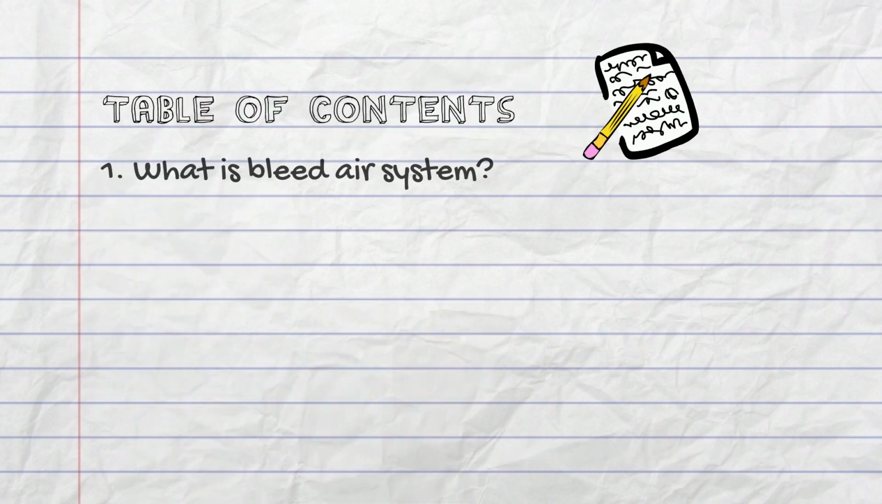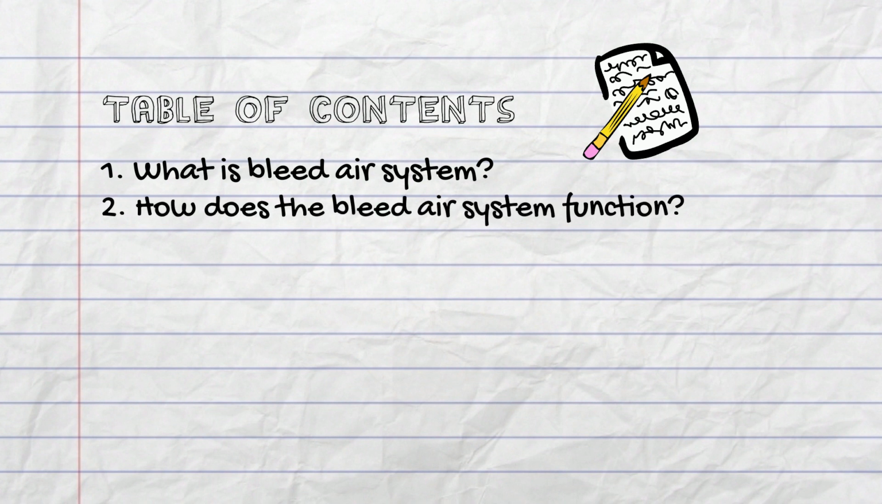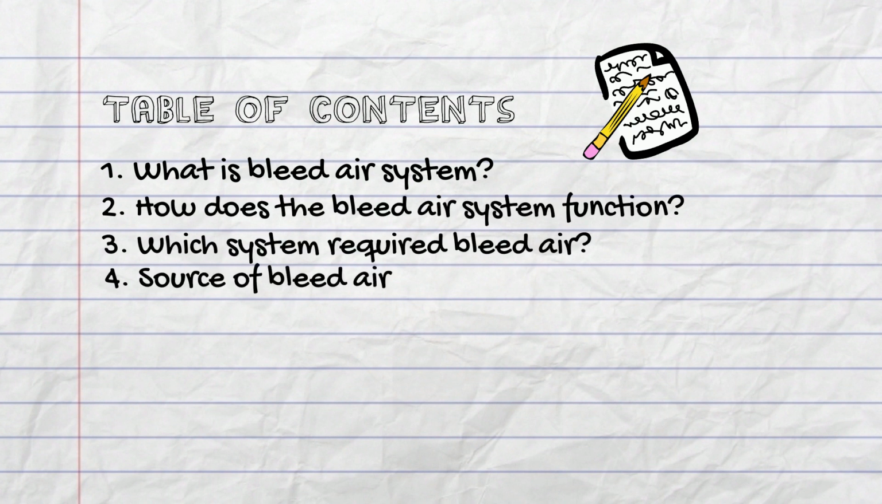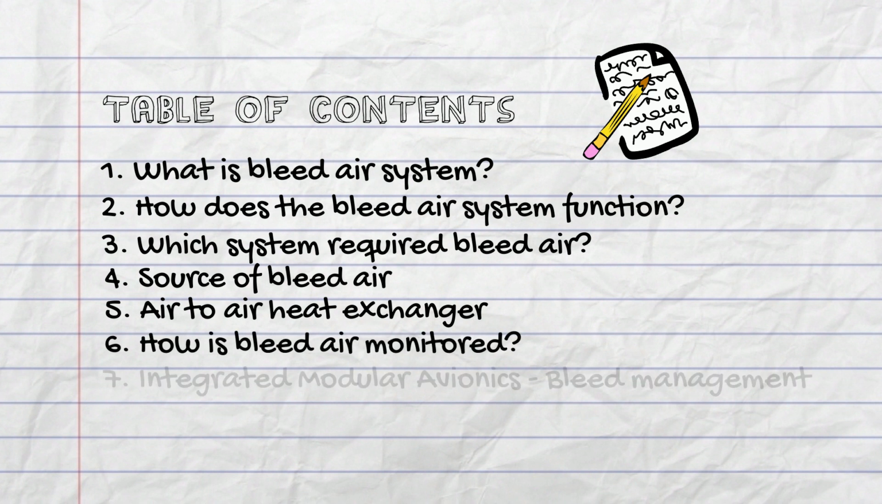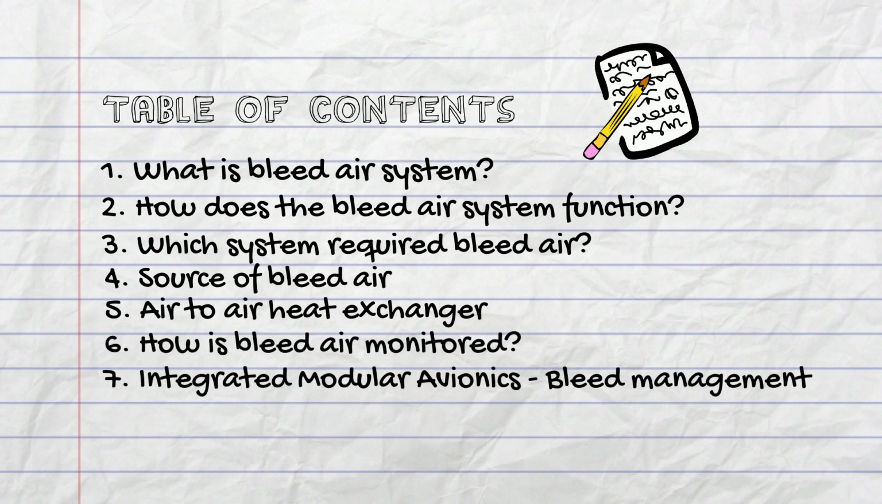In this presentation, we will explore the concept of a bleed air system, its functionality, the systems that require bleed air, and its sources. We will also delve into the role of an air-to-air exchanger and how bleed air is monitored. Lastly, we'll discuss the integration of bleed management with Integrated Modular Avionics, IMA.